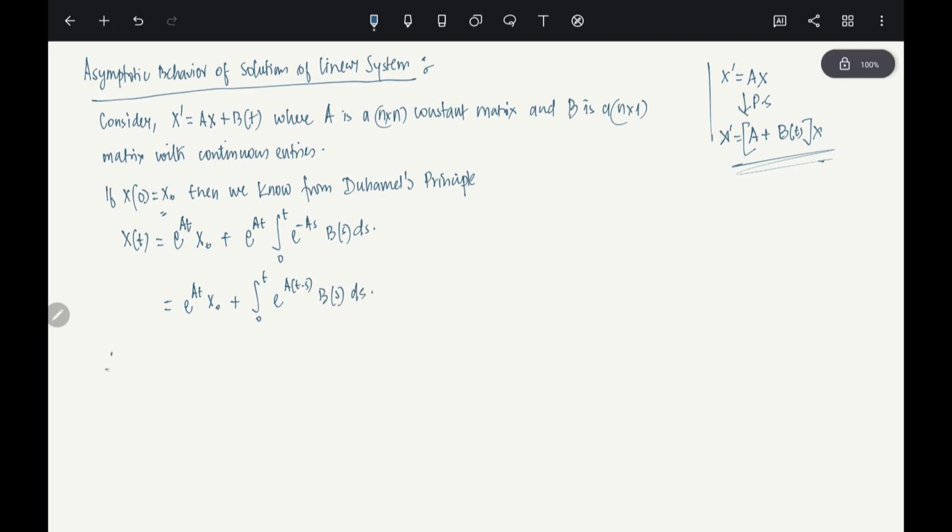Right. Now let's look at something. What happens if we take the norm on both sides? If we take the norm on both sides, what you can say is that it will be dominated by the norm of e to the power A t times x naught, plus the norm of the integral 0 to t e to the power A (t minus s) b of s ds. We can write it like this, right? Why can we write it? This is basically the triangle inequality.